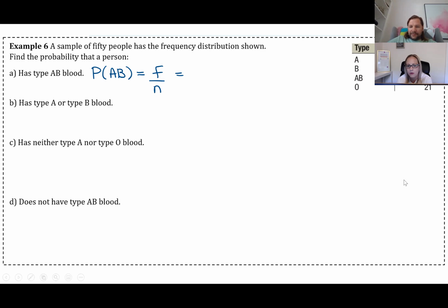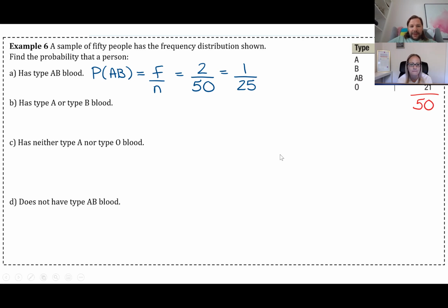And then total, well, I guess we do know it says a sample of 50 people, but if it didn't say that, then you would add up your frequency column. So 22 plus 5 plus 2 plus 21 is 50, so that's 2 over 50, which reduces to 1 over 25.